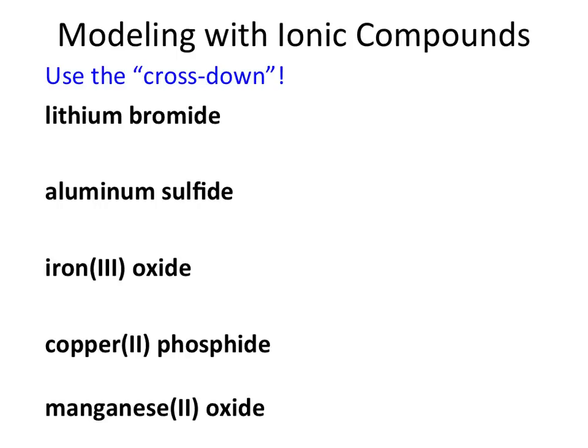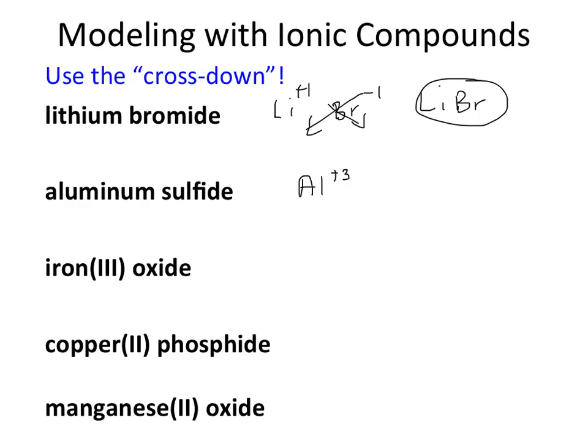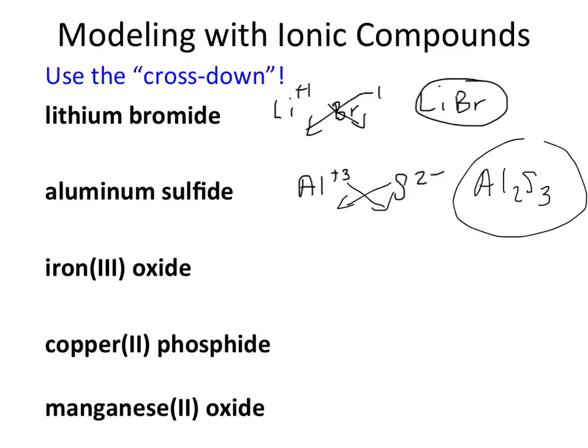So let's do a little bit of additional practice. Lithium and bromine are the elements that are going to compose lithium bromide. Lithium forms a +1 charge, bromine forms a -1 charge. You cross down those ions, and that's going to give you LiBr. This is your formula. Next, aluminum forms a +3 charge. Sulfur, 2-. Cross down these charges. No reduction of the subscript is necessary because nothing will go in evenly.